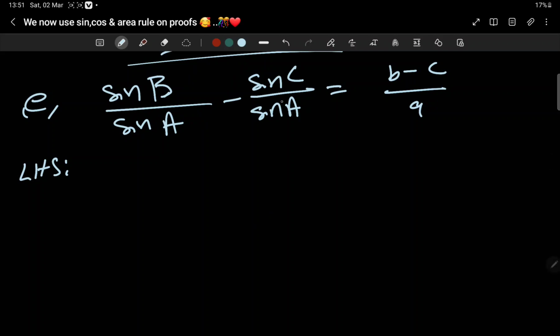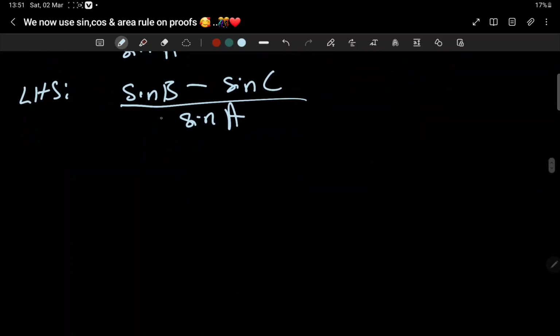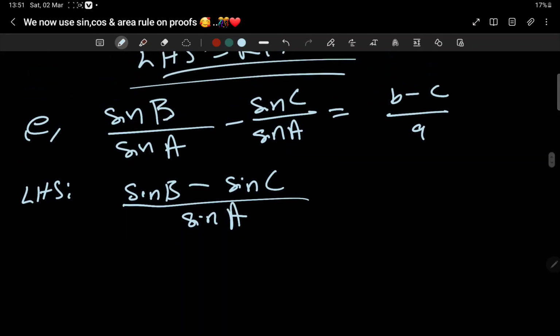You can see there's a common denominator, sine A. So sine A, then sine A into sine A is 1, and then 1 times sine B, minus sine A into sine A is 1, then 1 times sine C, right? Then now we can change these things in our sine B and sine C so that we can get (b minus c) over a.